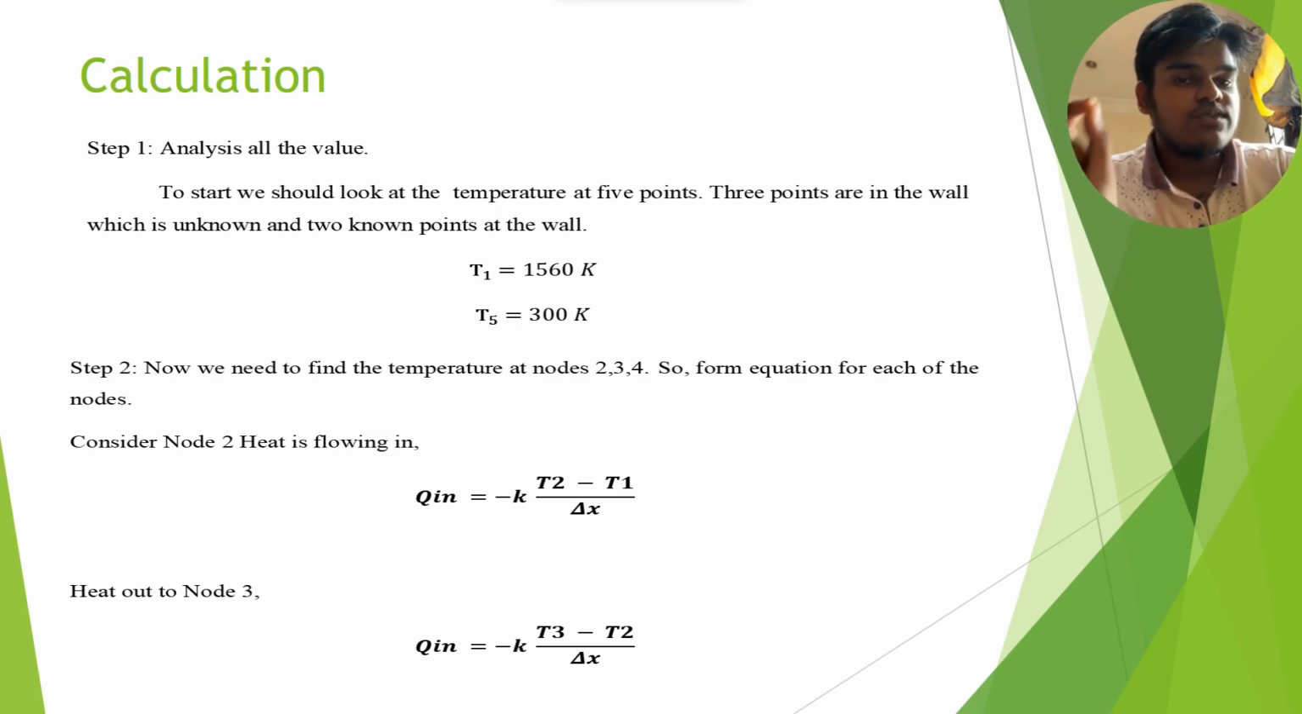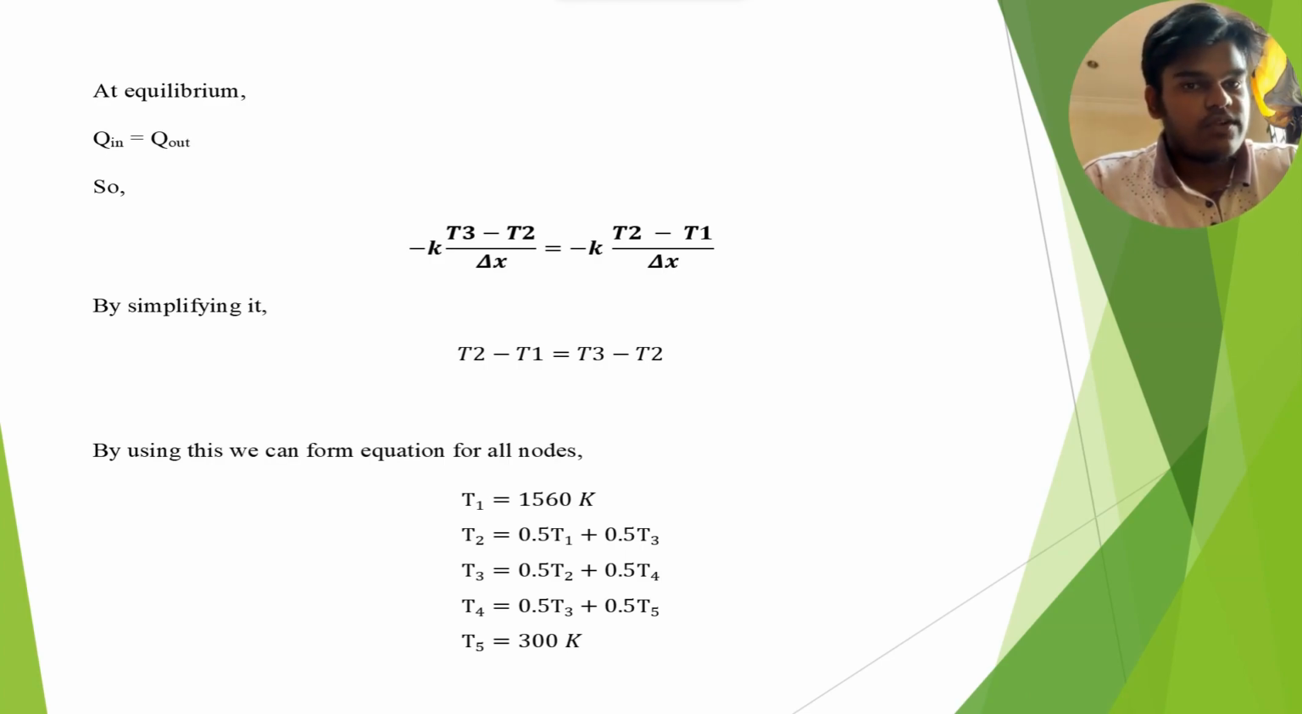We should consider that at node 2 heat is flowing in. However, at node 3 heat is flowing out. So based on this, we can form a formula, which is negative K times T2 minus T1 over the distance between two nodes. As the question already mentions that the heat should be transferred in an equilibrium state, we can form the equation Q in equals Q out, so we equate both equations, then simplify it to T2 minus T1 equals T3 minus T2.